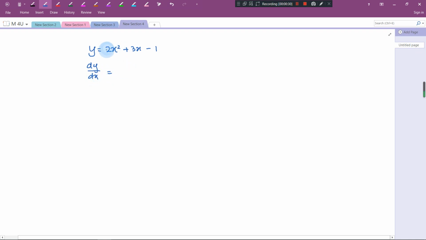I hope that you still remember the process. You just bring the power down here. So 2 times 2, you will get 4. Copy the x. The power, you have to minus 1, you will get 1, and we don't have to write the 1 here. If you differentiate this, you will get positive 3. Differentiate a constant, you will get 0. So this is the first derivative, or we can call it the gradient function.